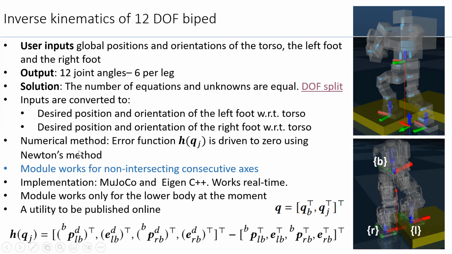The reason we have chosen a numerical method is we want to support non-intersecting or skew consecutive joint axes at the hip and ankle, as you can see in this top right figure. The module works faster than real time; more than 10 iterations finish within a millisecond or so. We are planning to publish this as a free utility.